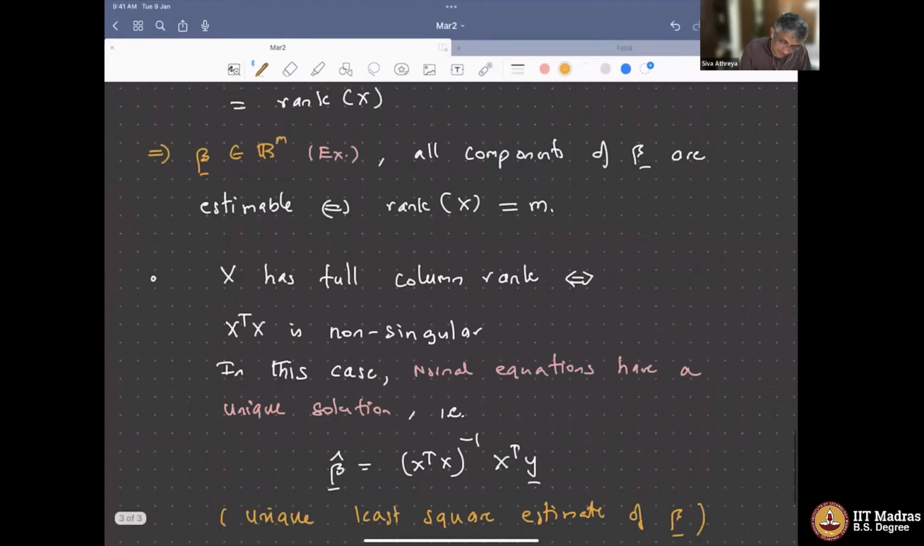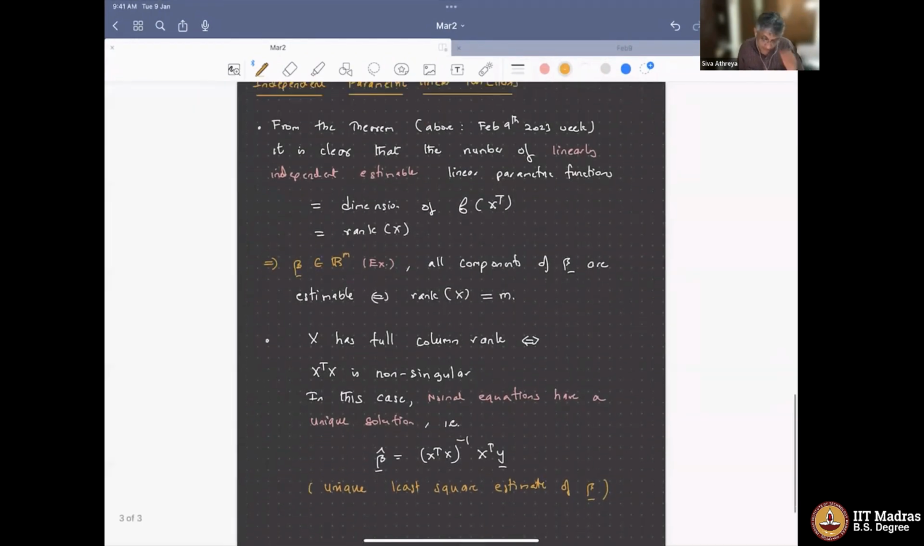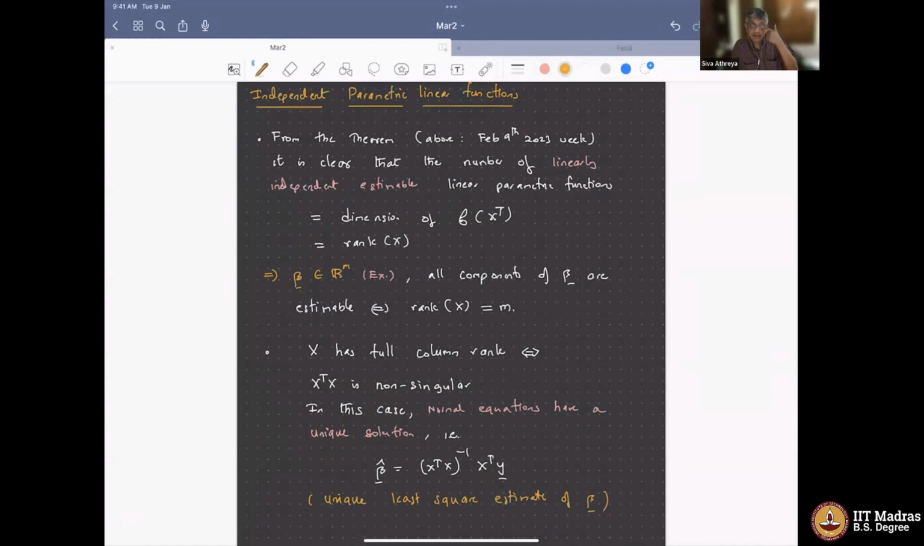So this is something that one can easily observe. Suppose the rank of X is full, M. Then the normal equation has a unique solution given by X transpose X inverse X transpose Y, and then all components of beta are estimable in that sense. That's clear. That's one thing we established.